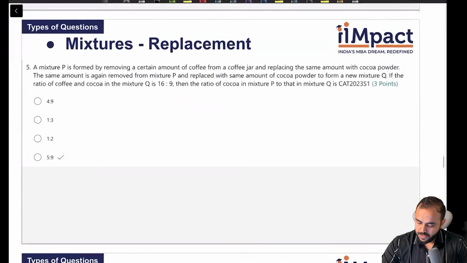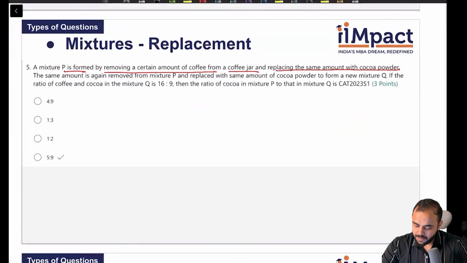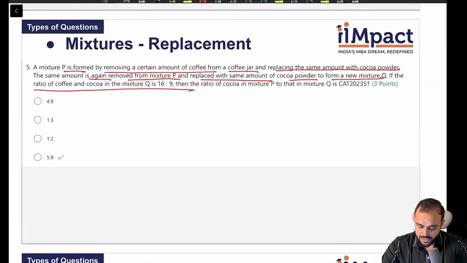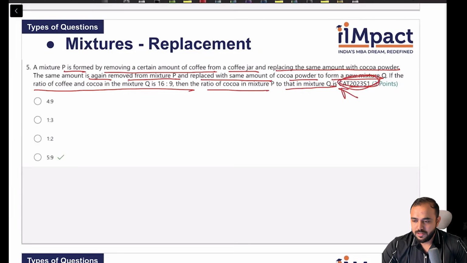All right, next question. P is formed by removing a certain amount of coffee from a coffee jar and replacing the same amount with cocoa powder. Same amount is again removed from mixture P and replaced with same amount of cocoa powder to form a new mixture Q. If the ratio of coffee and cocoa in the mixture Q is 16 is to 9, then the ratio of cocoa in mixture P to that in mixture Q. So they've tried to complicate this because CAT 2023, but we are not going to get intimidated. So they are saying that 16 is to 9 is the coffee to cocoa ratio in mixture Q, which is made after two iterations.